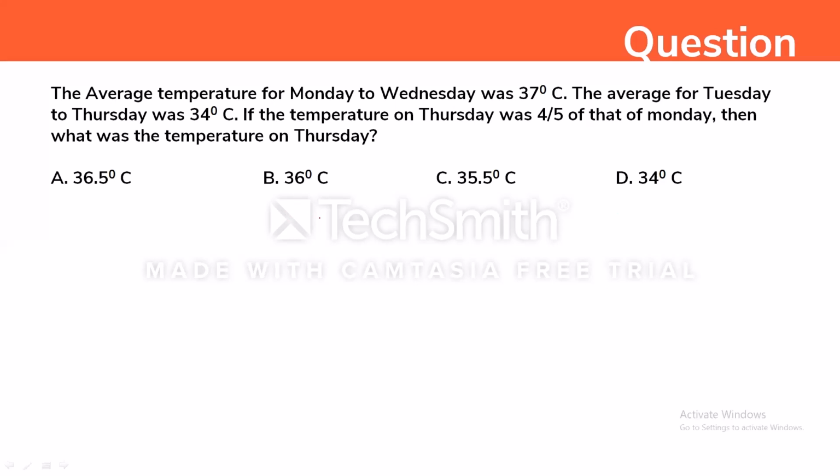So here, the average temperature for Monday to Wednesday means Monday, Tuesday, Wednesday. Total how many days do we have? 3 days. The 3 days' average temperature is 37 degrees Celsius. Now the average for Tuesday to Thursday means Tuesday, Wednesday, and Thursday. Again 3 days, the average temperature is 34 degrees.